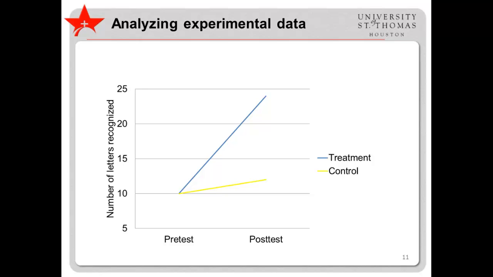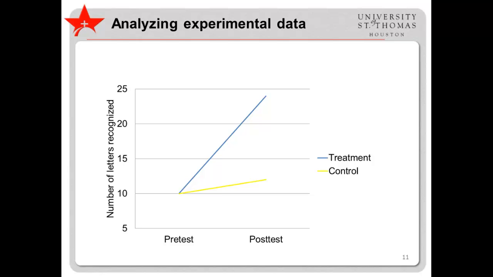Here is an example of a study that would use a mixed ANOVA to analyze the results. In this study, the treatment group, which received daily flashcards, represented with the blue line, and the control group, which did not receive flashcards, represented with the yellow line, were pre-tested and had the same level of pretest letter recognition, 10 letters on average. At post-test, the treatment group recognized an average of 24 letters, whereas the control group recognized an average of 12 letters.